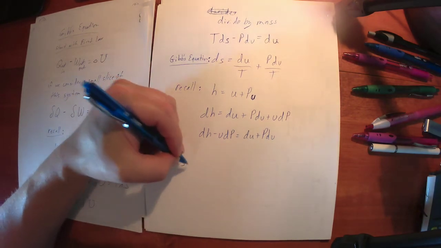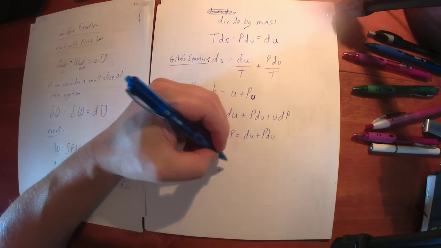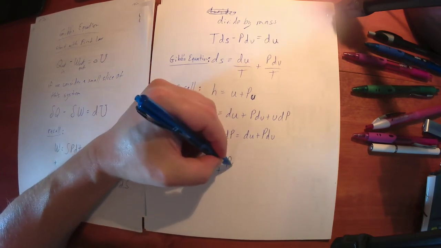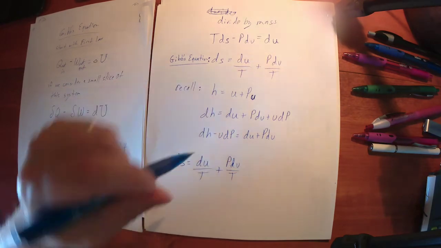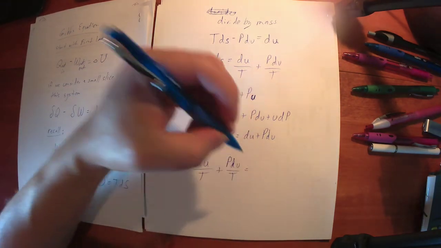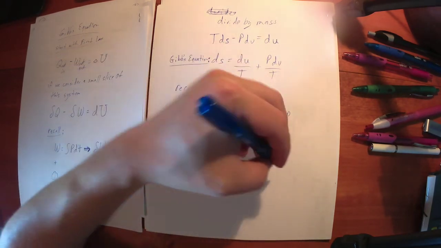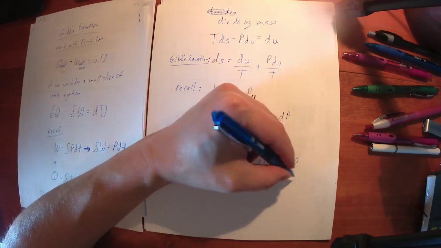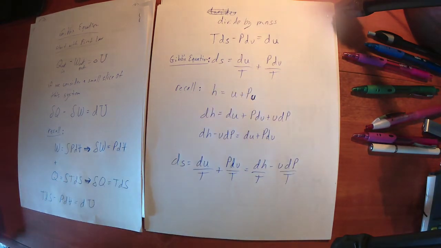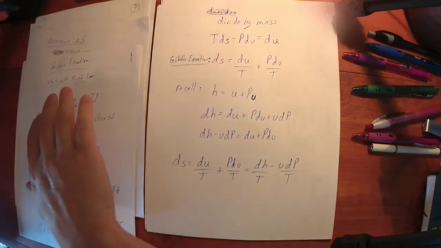So a change in entropy I can find based on a change in internal energy, right? dU over T plus P dV over T, or I could also use this side. These are interchangeable, so this is also dH over T minus V dP over T. Either of those work. So this is the Gibbs free energy equation. Again, our goal here is to try to determine changes in entropy.